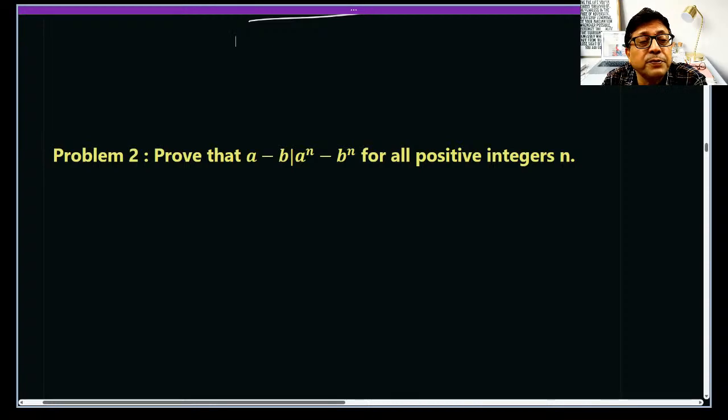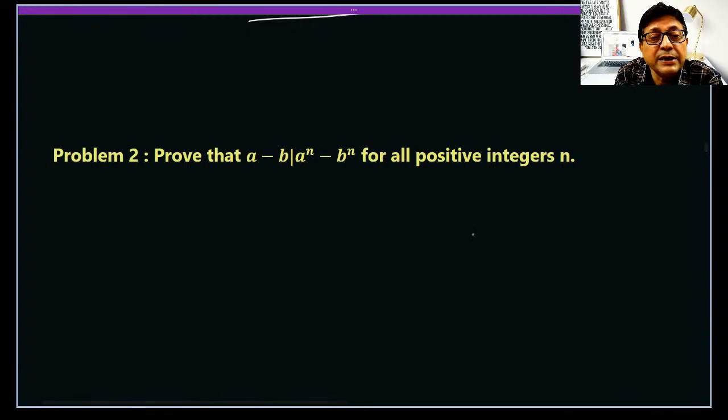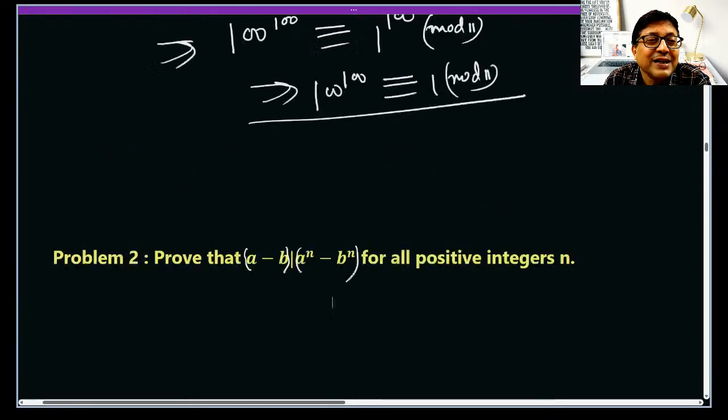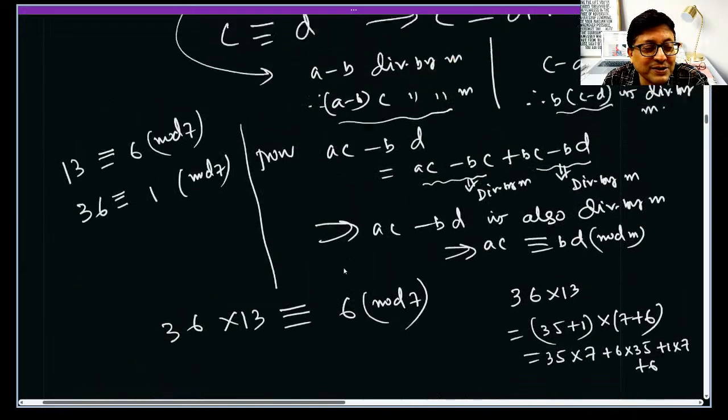Let us go for this proof. This is a brilliant proof. Prove that A minus B, you could have used brackets over there, divides A to the power n minus B to the power n for all positive integers n. How to prove this? A minus B divides this. You have noted this property here, no?